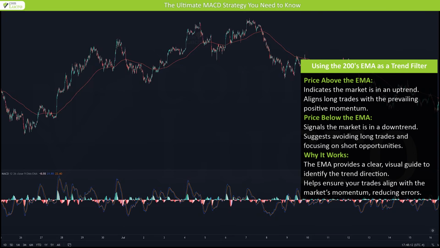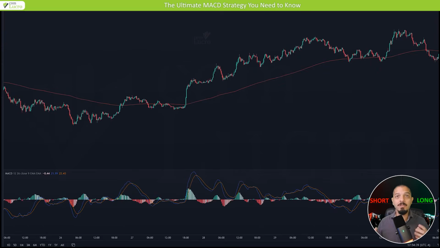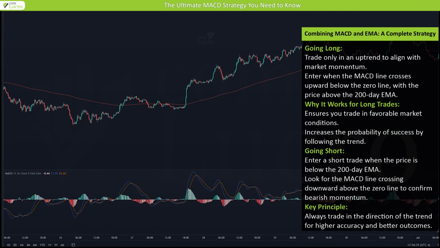Once the EMA is set up, you'll notice a single line on your chart. This line serves as a trend filter. If the price is above the EMA, it signals the market is in an uptrend. If the price is below the EMA, it indicates a downtrend. This simple visual aid makes it easy to align your trades with the prevailing market trend, significantly improving your trading decisions. Now that we've covered the basics, let's put it all together into a powerful strategy.